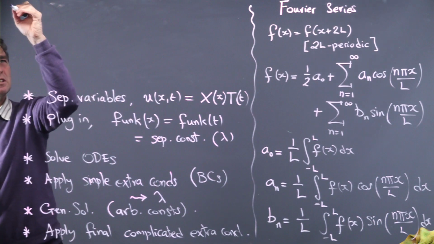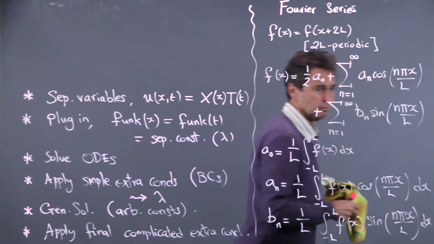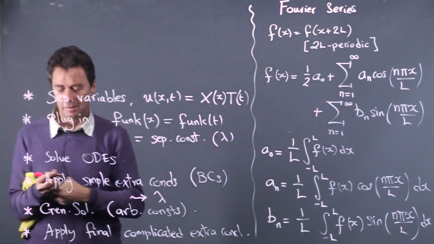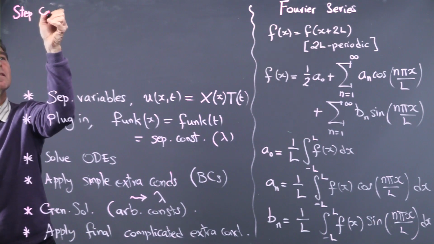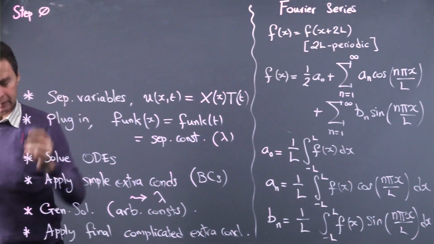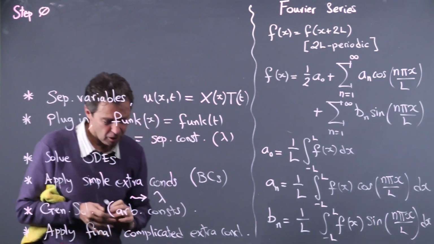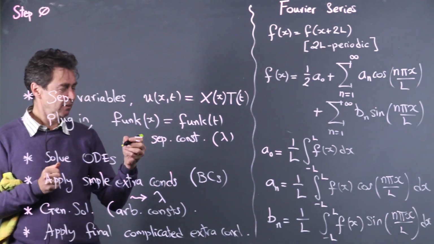So this is step 0. Oh, that's the wrong pen. So this is step 0. Let's change colour. I've gone from lurid pink, and now I'm going to go to lurid green.